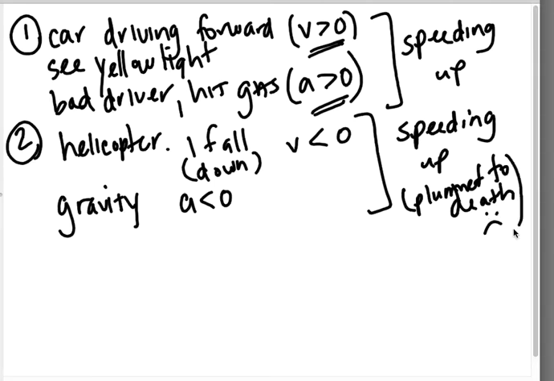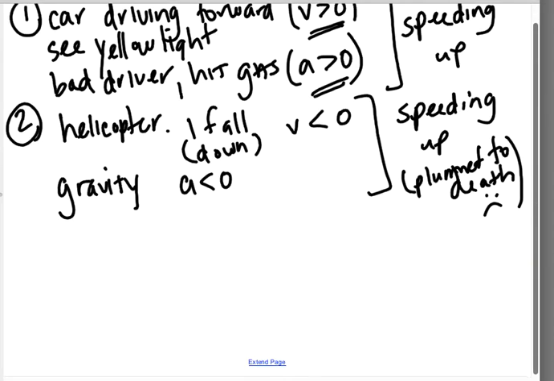All right. So the speeding up is fairly intuitive, right? I'm moving forward, I hit the gas, I'm speeding up. In the helicopter, I fall out, which means I have negative velocity because I'm falling down, and there's gravity and it's negative, and oh look, I'm speeding up as I plummet to my death. What is less intuitive for most people are the other 2 cases.